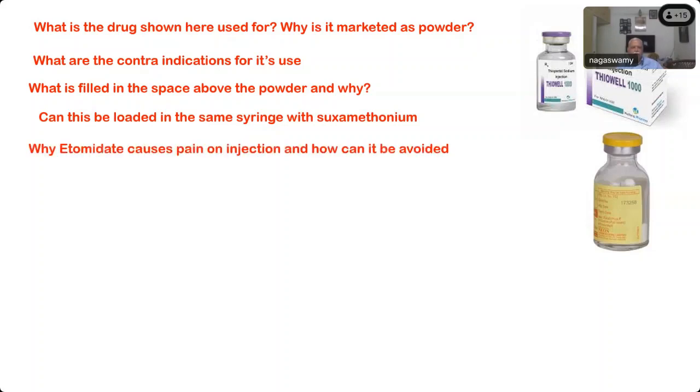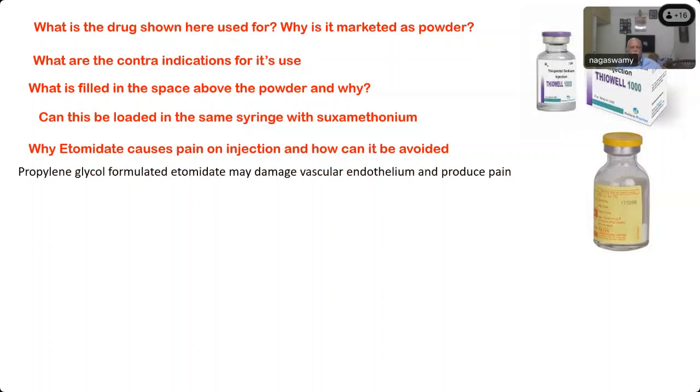Why does it cause pain on injection and how can it be avoided? It is actually the preservative called propylene glycol which causes the pain. Very good. How can it be avoided? By giving lignocaine, by giving an analgesic prior to the injection. Any alternative to lignocaine which can prevent this pain? Fentanyl. Not pentazocine. Ondansetron. Ondansetron has been found to be very effective in preventing the injection pain, which is due to propylene glycol, which causes damage to the vascular endothelium and produces the pain.